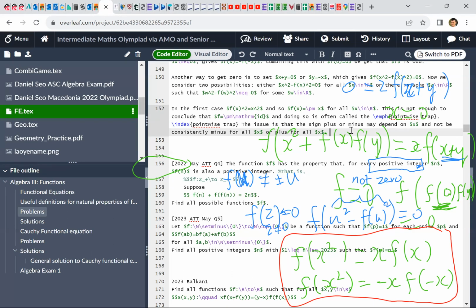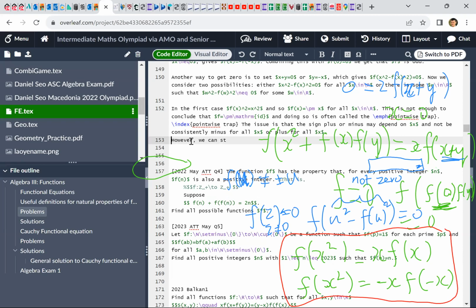However, in this case, we can still conclude... Wait, how do we conclude it? With odd? Let's see.